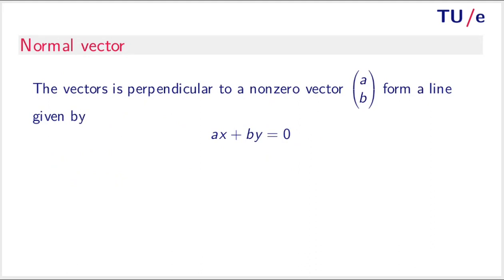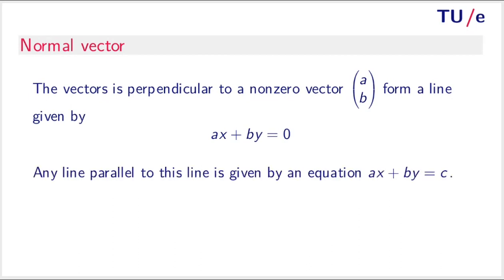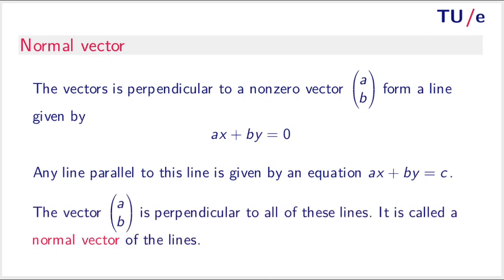The vectors which are perpendicular to a non-zero vector (a, b) form a line given by the equation ax plus by is 0. Any line parallel to this line is given by an equation of the form ax plus by is a constant c. The vector (a, b) is always perpendicular to these lines. It's called a normal vector of these lines.